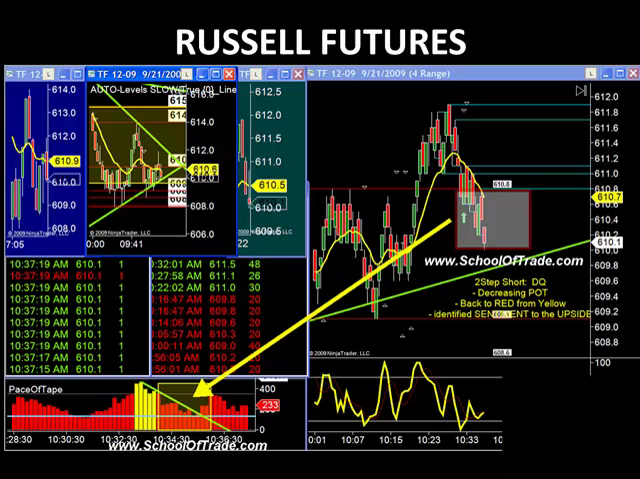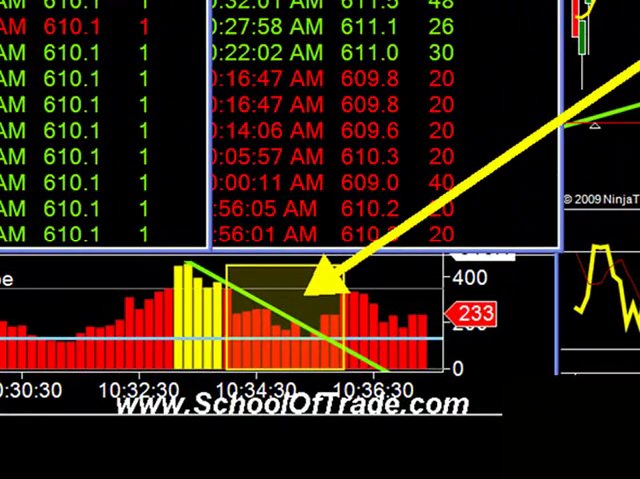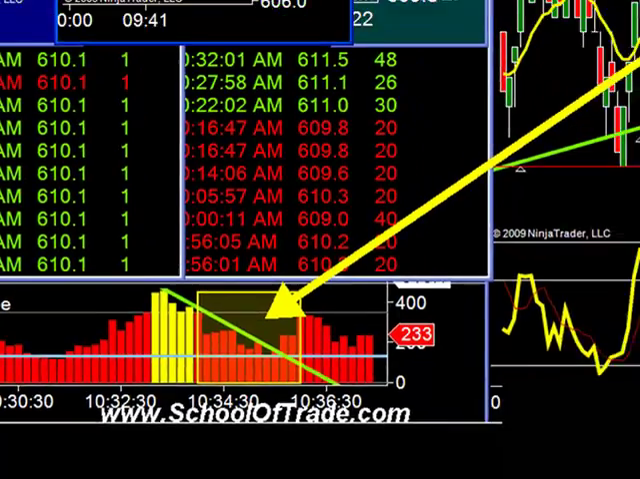Now, this is another great example, guys, on the Russell. Right, as you guys know, we're using our pace of the tape indicator. Now, the pace of the tape indicator, for all you members and all you guests out there having a hard time learning how to read the tape, is the speedometer of our time and sales window. Now, that may not sound very powerful, but what it does is it allows us to see patterns on our time and sales window.